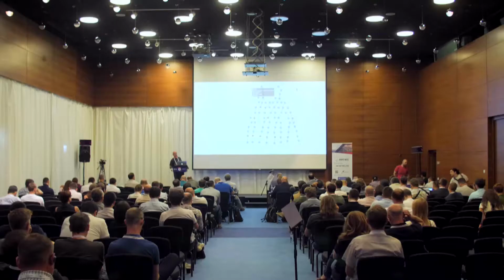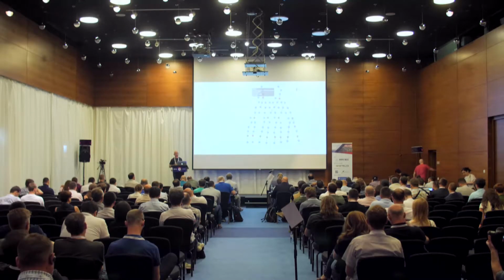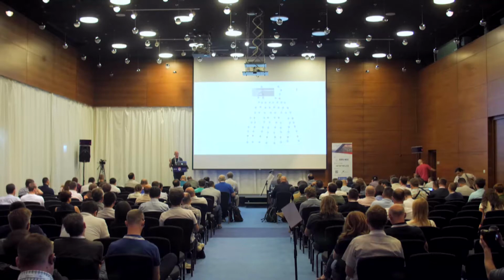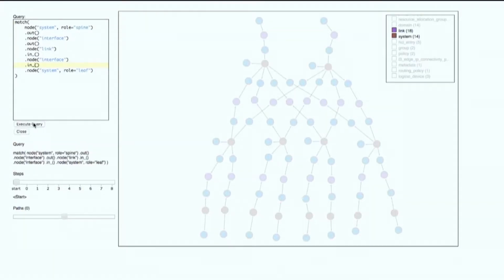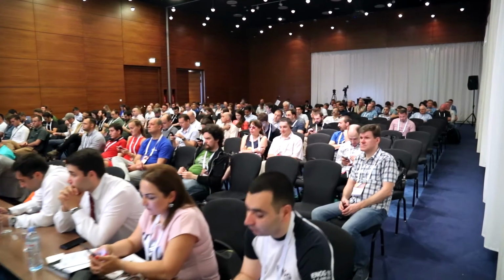What you see now is the full graph of connected nodes of the network from before. What you see on the left is a query language called GraphQL. It's very well used in the industry, well known. So what you see now is a node in the graph that represents spines.